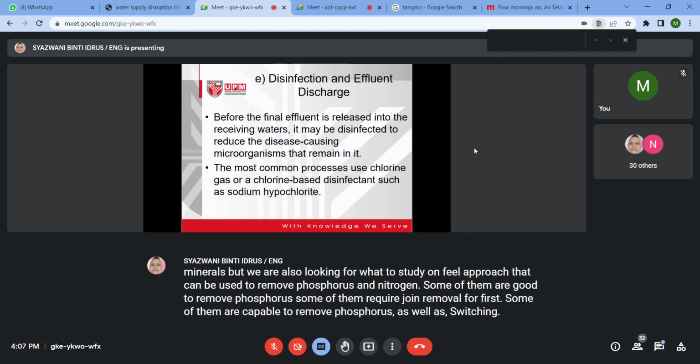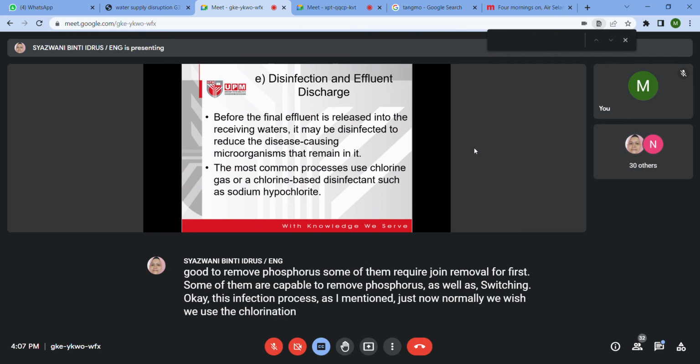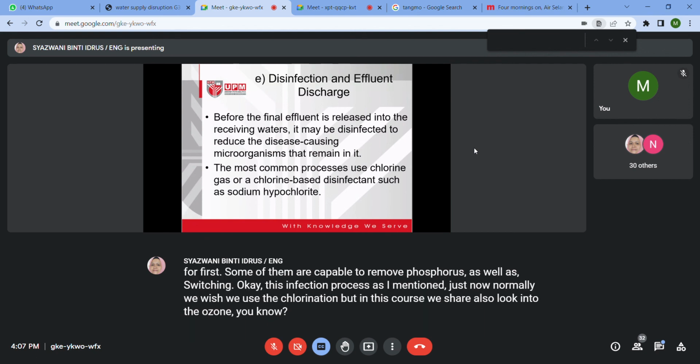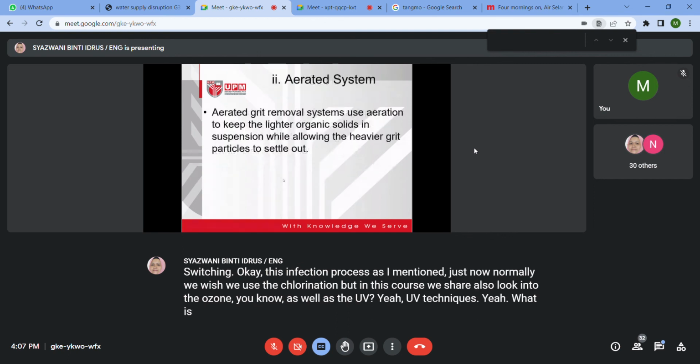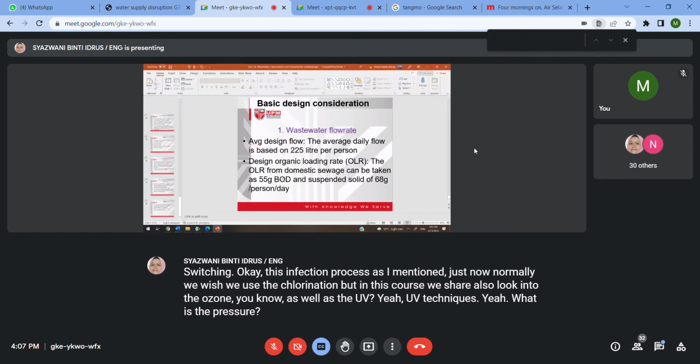Okay, for the disinfection process, as I mentioned just now, normally we use chlorination, but in this course we shall also look into ozone, as well as UV techniques, for disinfection purposes. Okay, so that's all on wastewater.